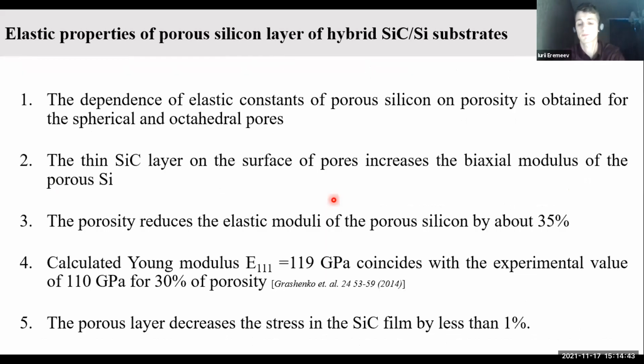So to conclude, the dependence of the elastic constants of the porous silicon on the porosity is analyzed using FEM. It was found that the porosity reduces the elastic moduli by about 35% for porosity of 30%. However, the presence of the porous layer almost doesn't influence the stress in the CC film. And the results are consistent with the experimental data.